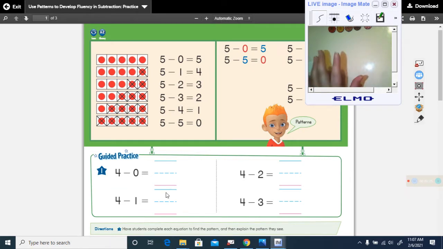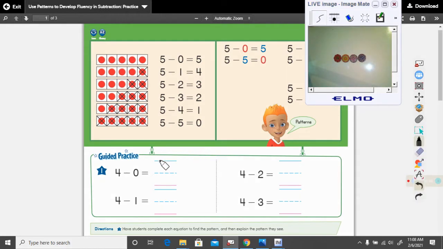4 minus 0. How many counters do I need to bring down to begin with? What number am I starting with right here? I am beginning with 4 of them. So I'm going to have 4 counters to begin with. Minus 0. How many counters am I taking away? I'm not taking away any, am I? Because it says I'm taking away 0. 0 means none. So how many do I have left? 1, 2, 3, 4. I have 4 counters left. So you need to write a 4 right here.